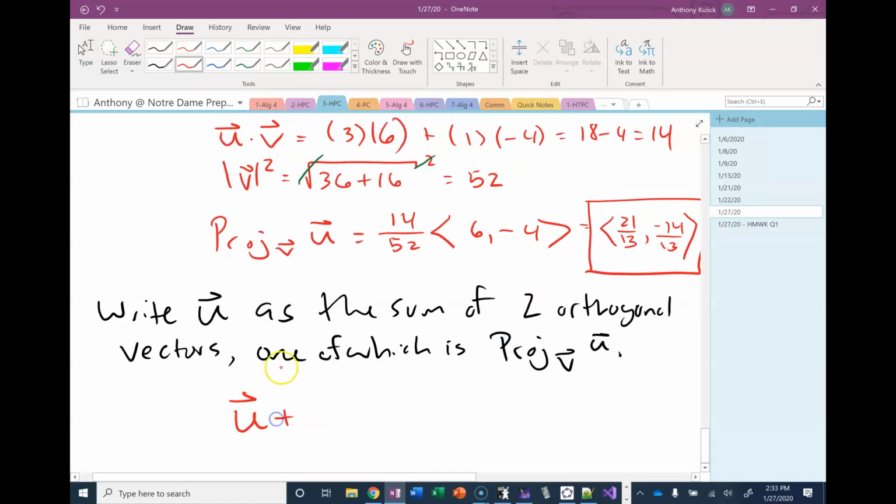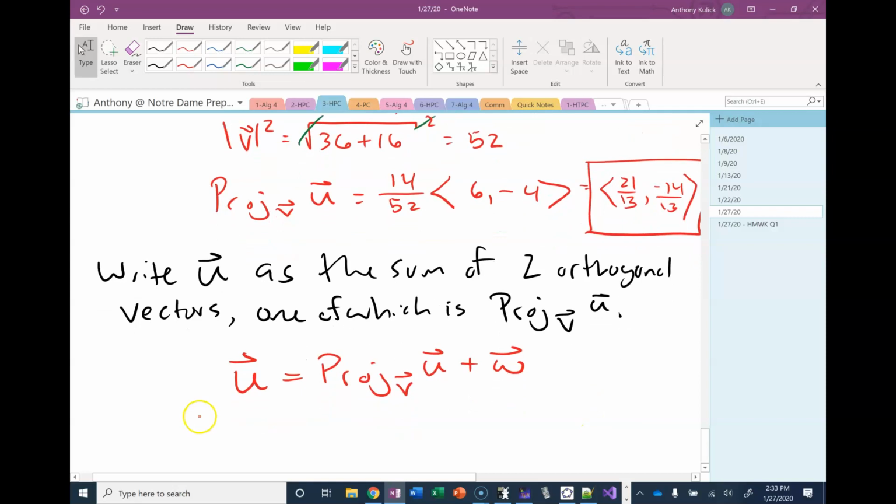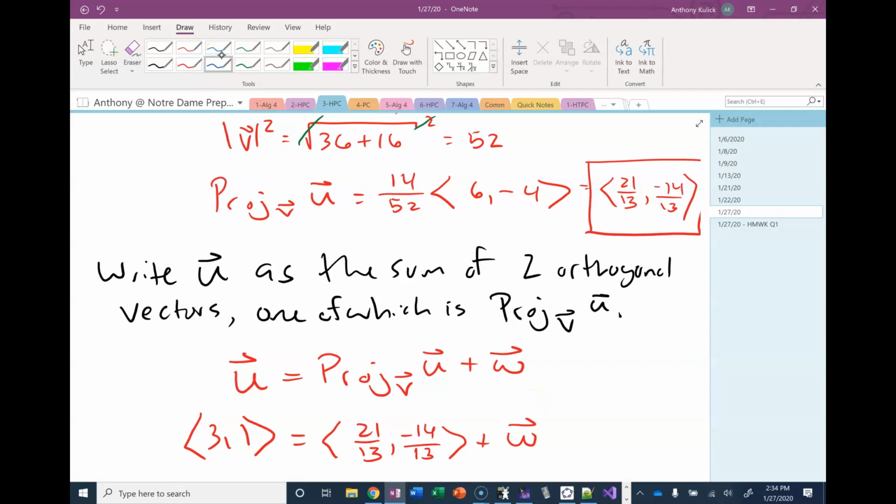So the idea here, what I'm going to use is this formula that I wrote down earlier: that u is equal to the projection of vector u onto v plus w. We know what vector u is, correct? That was the vector 3, 1. We know the projection vector. That's 21 over 13 and negative 14 over 13. And now we just need to find vector w.